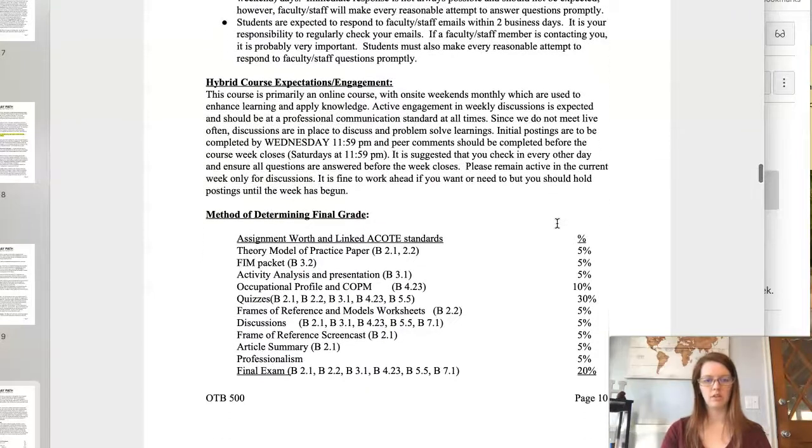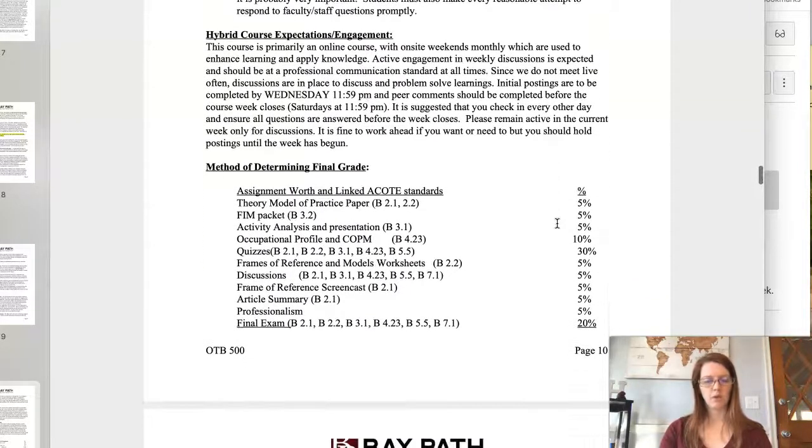Technology, make sure you read through all of these. Right here is a breakdown of your assignments. Make sure you read that. That will be super helpful.